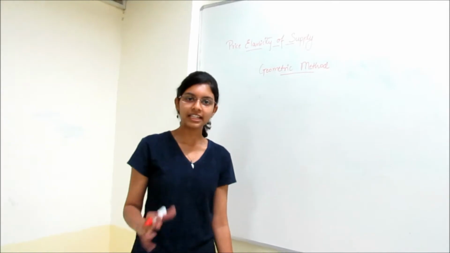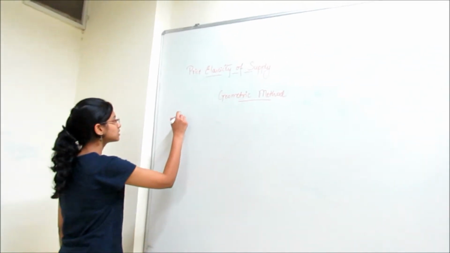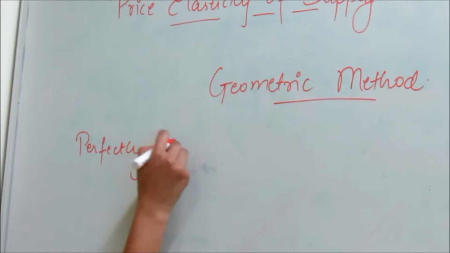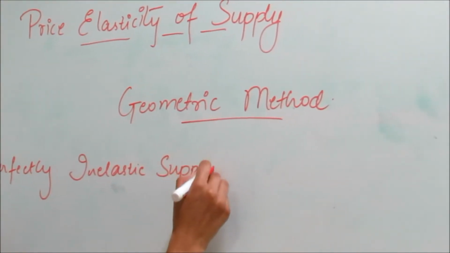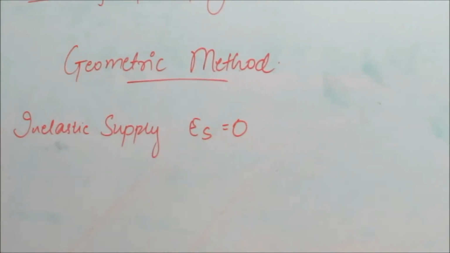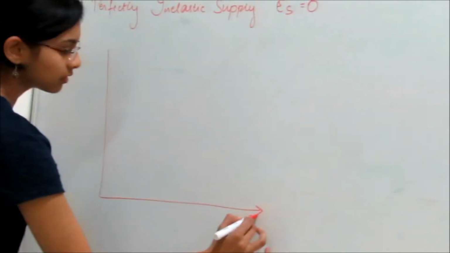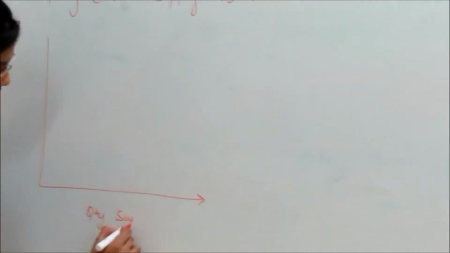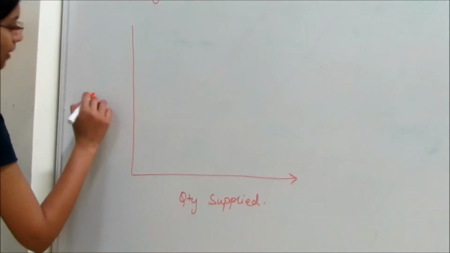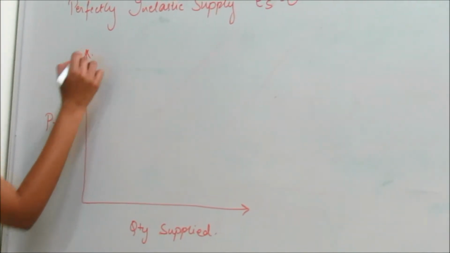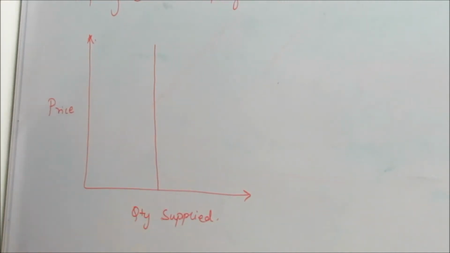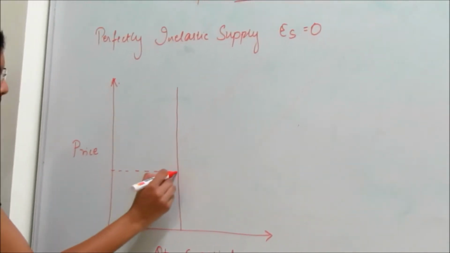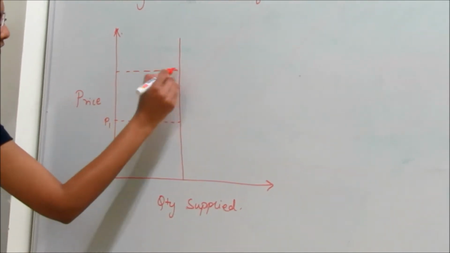So now we come to perfectly inelastic supply, which is ES is equal to 0. Now the graph of quantity supplied and price will be in such a way that whatever the change in price, the quantity supplied will be constant. So for different levels of price, the quantity supplied will be the same.